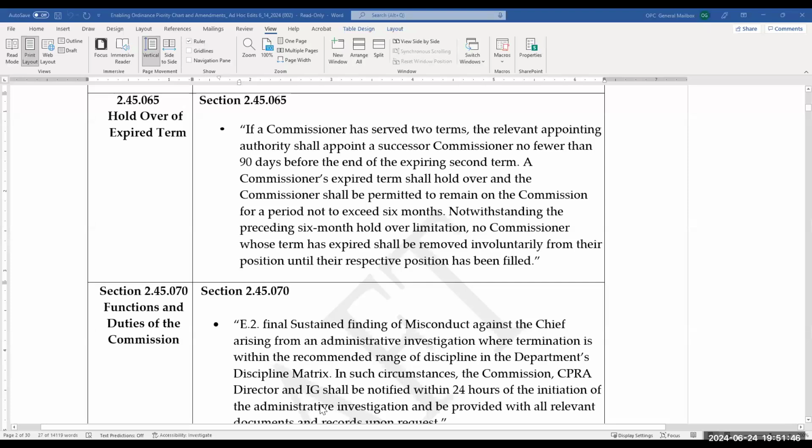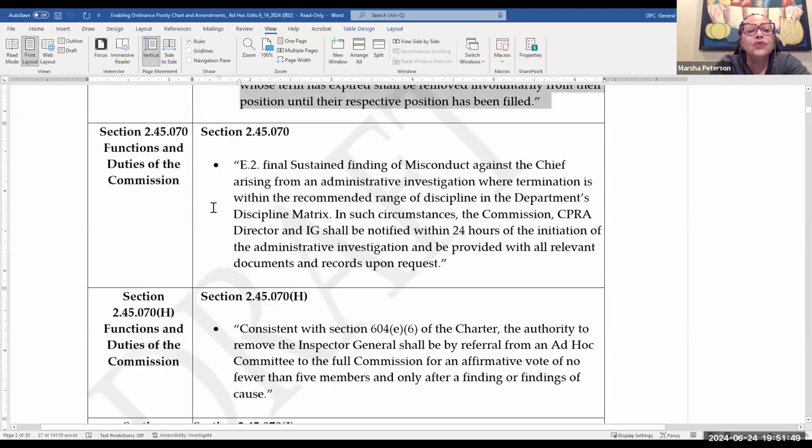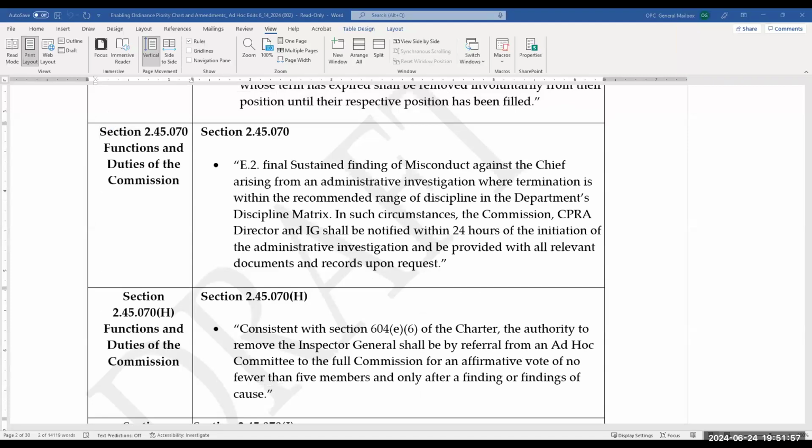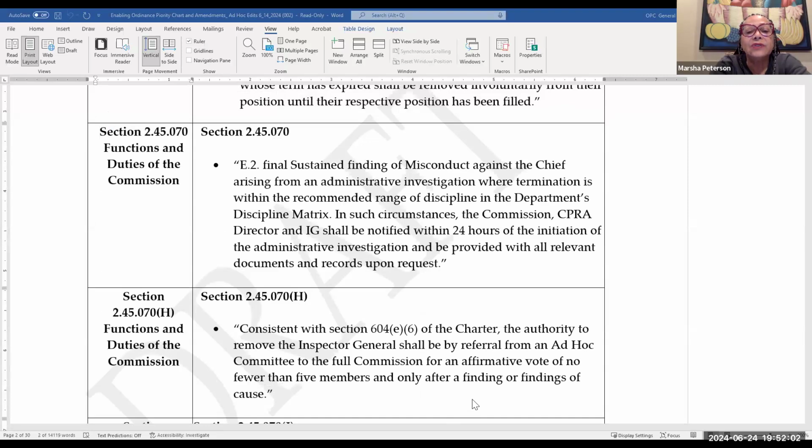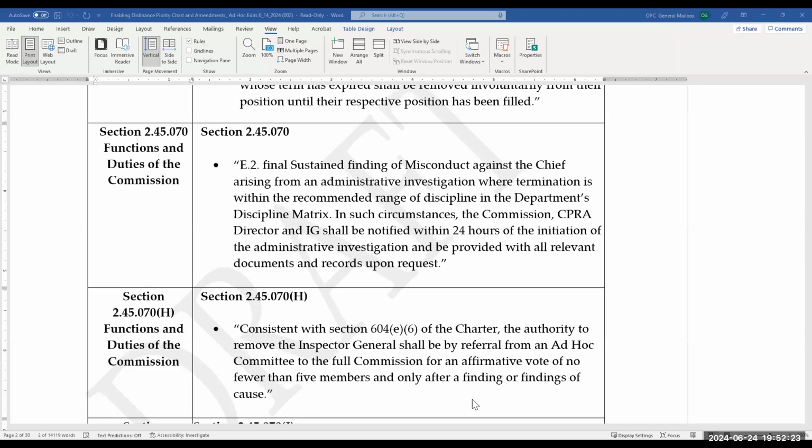All right, we're back to the document. Okay, section 245.070, functions and duties of the commission. E2, final sustained finding of misconduct against the chief arising from an administrative investigation where termination is within the recommended range of discipline in the department's discipline matrix. But is that the title, or is it a fragment? Yes, it's a fragment.